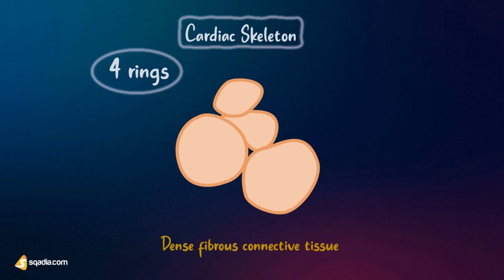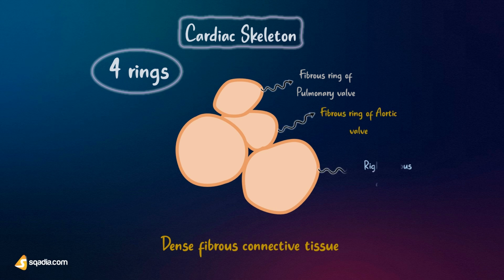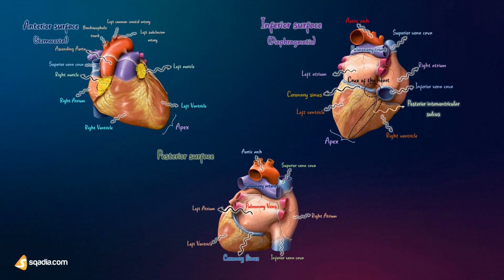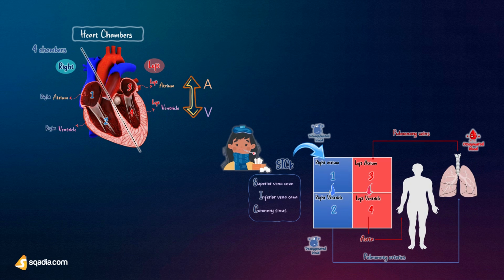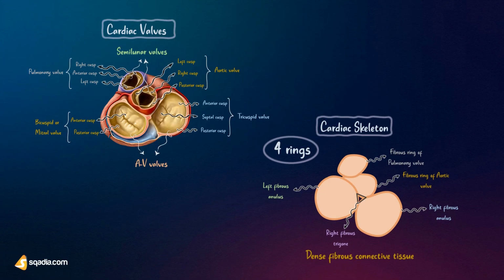Fibrous ring of pulmonary valve, fibrous ring of aortic valve, right fibrous annulus, and left fibrous annulus. All these rings provide mechanical stability, electrical insulation, and an attachment point for the cardiac muscles and valve cusps. Here we can also see right fibrous trigone. That together with fibrous annuli separate the atria from the ventricles. So till now, we are done with the surfaces of the heart, the chambers of the heart, the great vessels, the cardiac valves, and the cardiac skeleton.